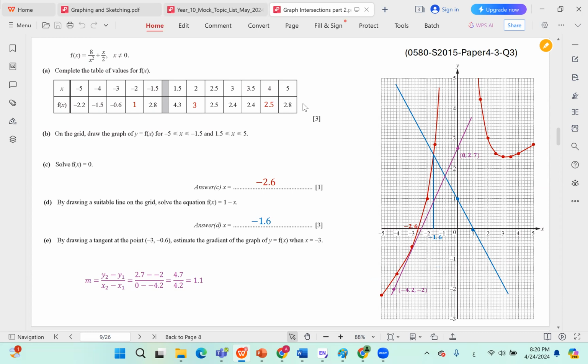Now, by drawing a suitable line on the grid, solve the equation f of x equals 1 minus x. So we are supposed to graph this line here, 1 minus x. The way to do that is to create a small table. Knowing that this here is just x power 1, you just need 2 points because the graph will be a line. So if x is 0, y is 1. If x is 1, y is 0. I'm just going to plot 0, 1 and 1, 0. And this is what I did on the graph.